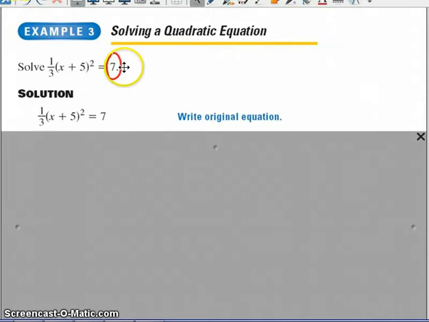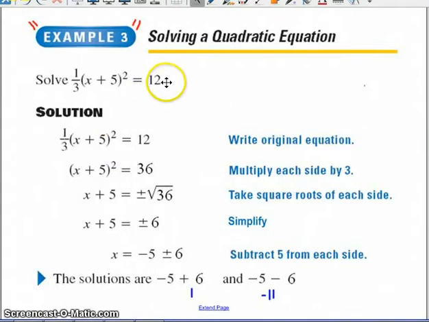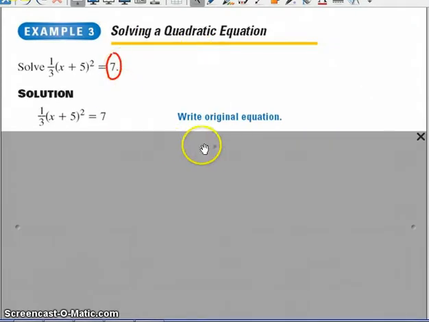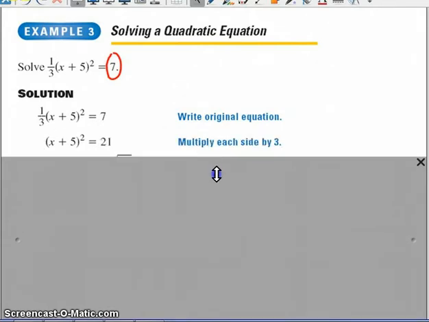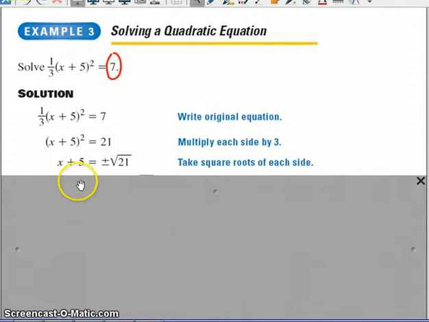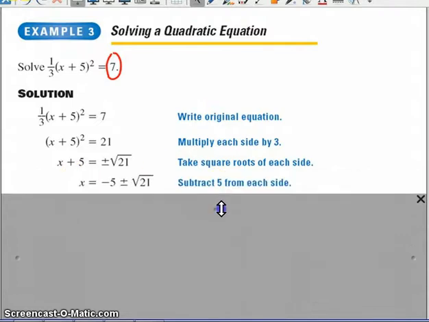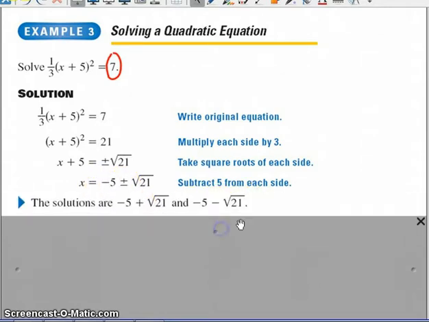The textbook had actually given you a different number here. Once again, it had given you 7 rather than whatever I was working with before, 12. But it says otherwise the same problem. So again, I'm going to go through this more quickly than the first time through. Move the 1/3 over, take the square root of both sides, and now move the 5 over, and I've got x equals -5 plus square root of 21, or -5 minus the square root of 21, as this says here.